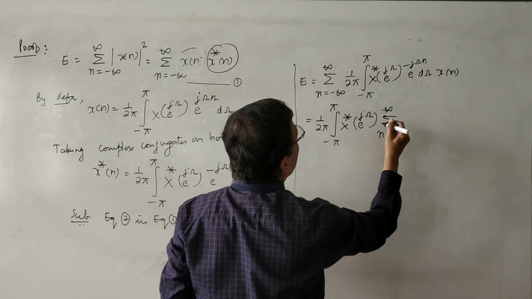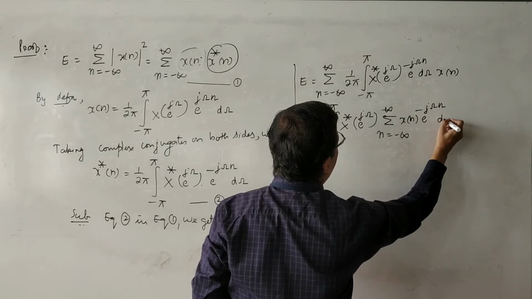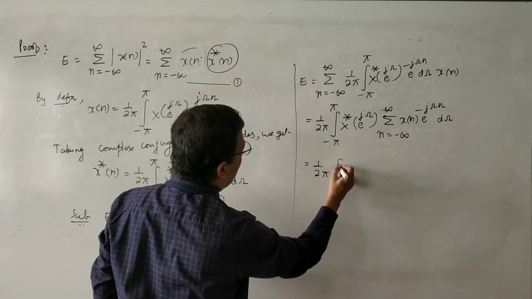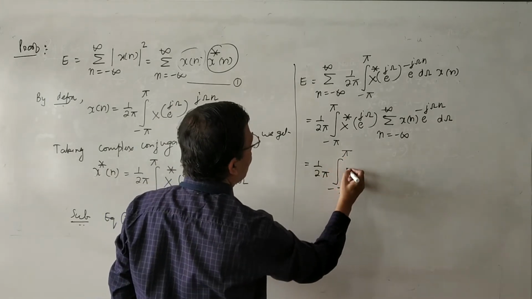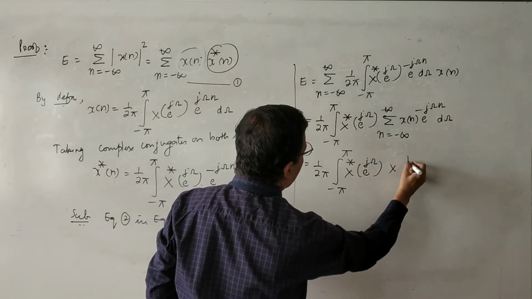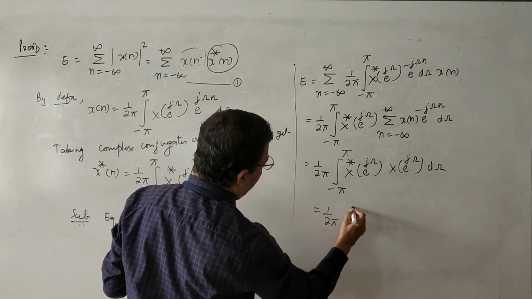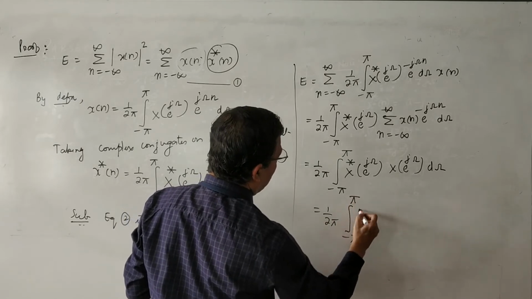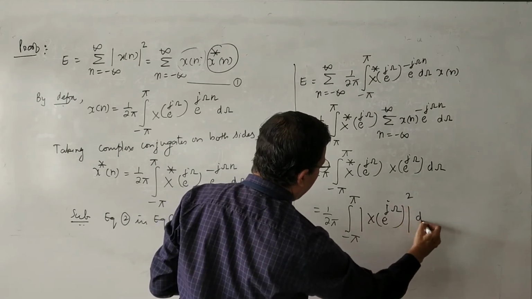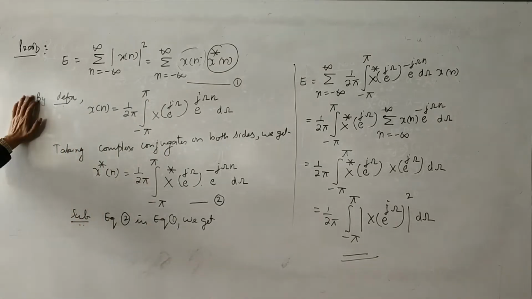Summation n equals minus infinity to plus infinity, x of n into e to the power minus j omega n d omega. The summation stands for DTFT of x of n. So we get 1 by 2 pi integration from minus pi to plus pi x conjugate of e to the power j omega into x of e to the power j omega d omega. So this is nothing but 1 by 2 pi integration from minus pi to plus pi modulus of x of e to the power j omega whole square d omega. Very, very important proof. I'll explain this proof once again.